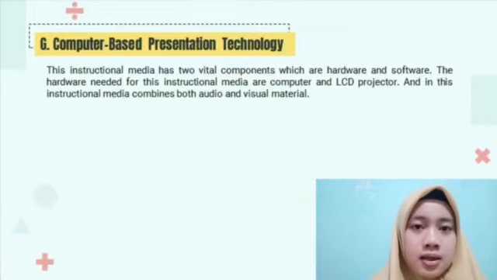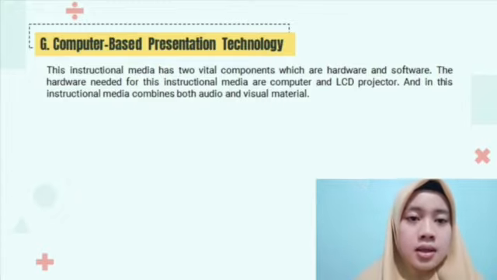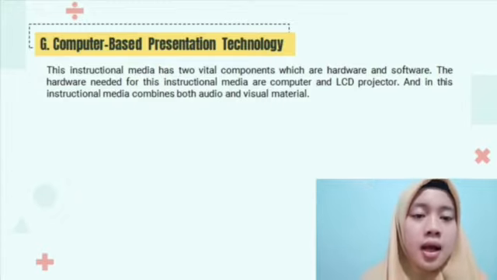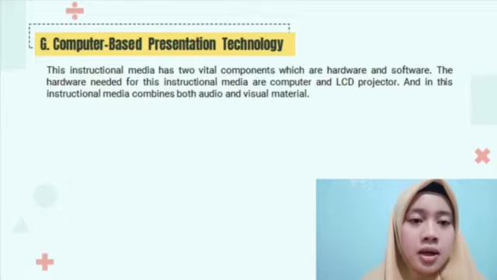The next, G. Computer-based presentation. The first technology. This instructional media has two vital components, which are hardware and software. The hardware needed for this instructional media are a computer and an LCD projector, and this instructional media combines both audio and visual material.